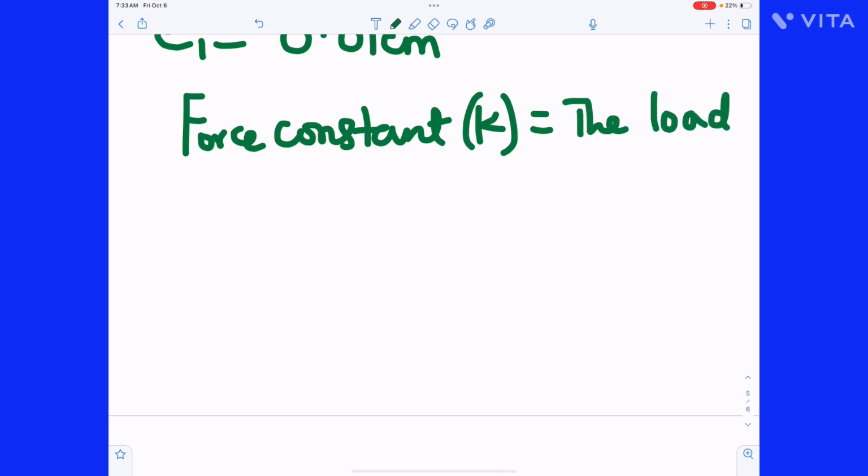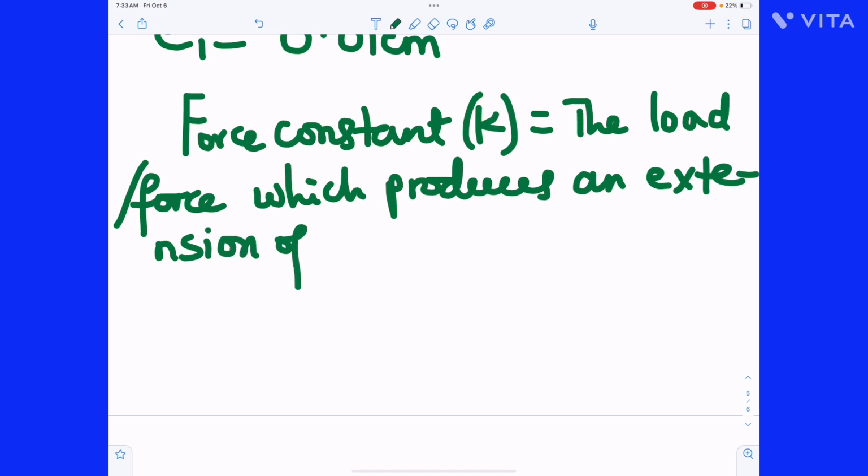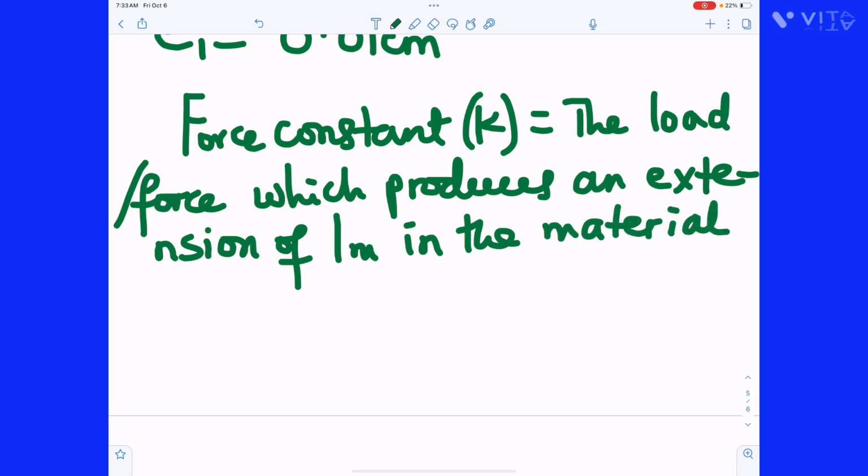It is defined as the load or force. We can call it load, we can call it force. The force constant of a spring is the load or force which produces an extension of 1 meter in the material. The force constant of a material is the load or force which produces an extension of 1 unit length.